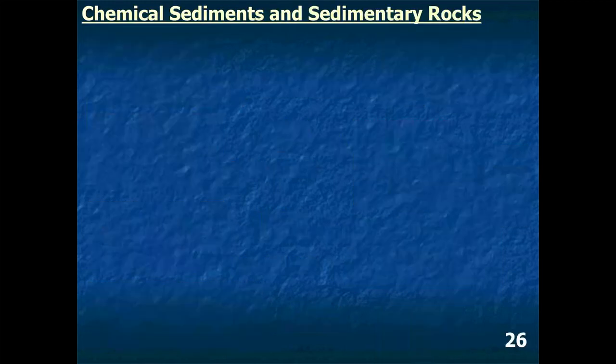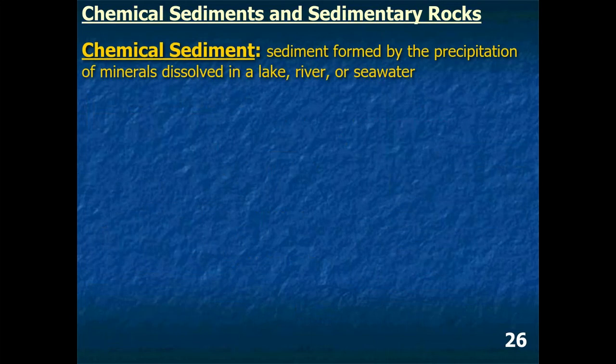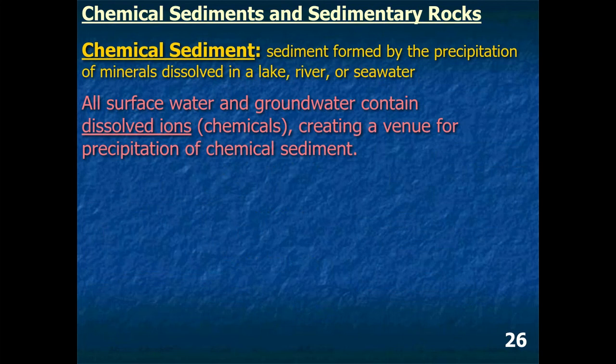Let's now look at chemical sediments and the sedimentary rocks for chemical sediments. And so chemical sediment, as we said earlier, is typically formed by precipitation of minerals from either a lake, river, or seawater, probably more commonly from a lake or quiet waters in the ocean. Typically, surface water and groundwater will contain dissolved ions or chemicals, creating the materials necessary for precipitation to take place to produce the chemical sediment.